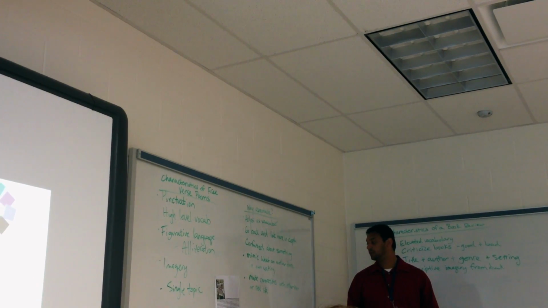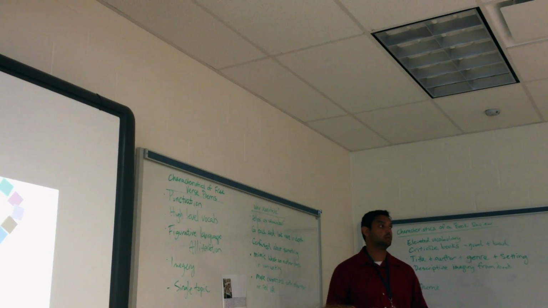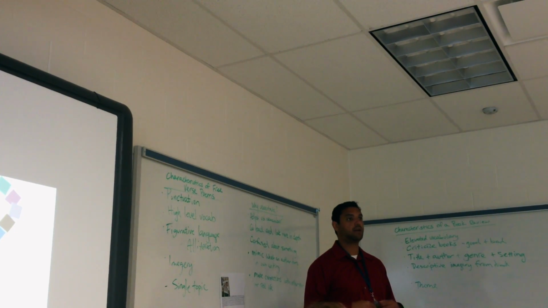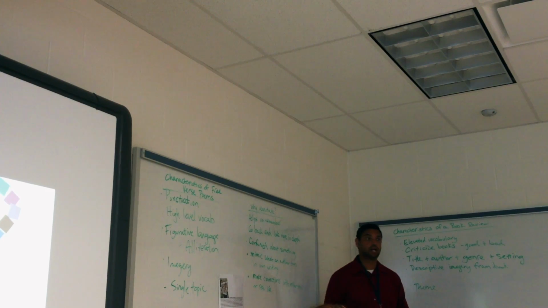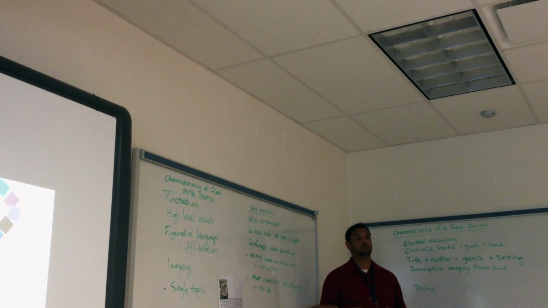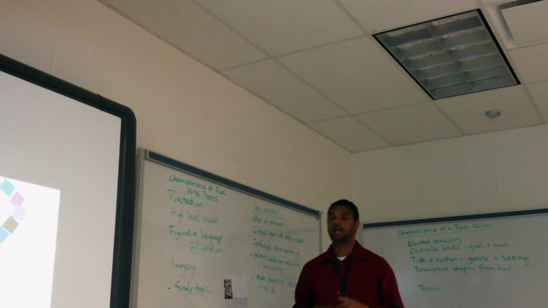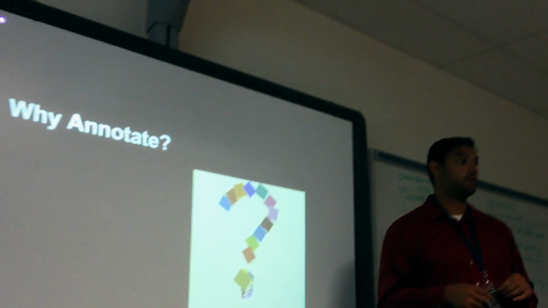Make connections with other texts or real life. Like make connections to a Harry Potter book from another book that you read: this is just like Harry Potter, how he does this. Or real life: this is just like what's going on in Benghazi or wherever else. You might make that connection. So there are a lot of different reasons why we annotate. Those are just a few, but you can probably come up with some other ones.